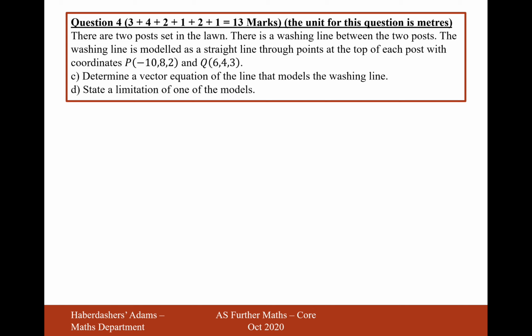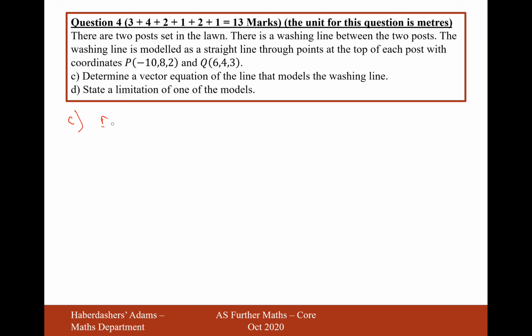Moving on to part C now, there are two sets of posts in the lawn. There is a washing line between the two posts. The washing line is modelled as a straight line through the top of each of the posts, where coordinate P is -10, 8, 2, and coordinate Q is 6, 4, 3. Determine the vector equation of the line that models the washing line.